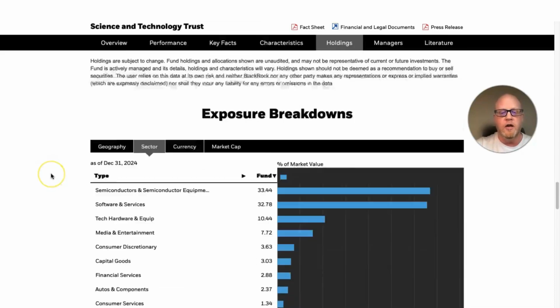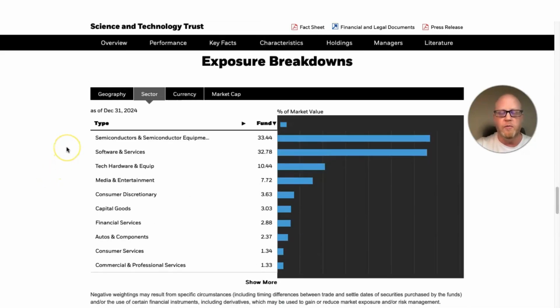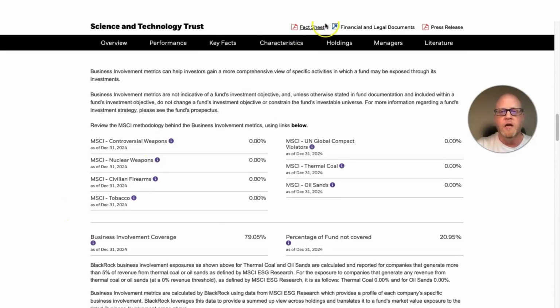So looking a little bit further, semiconductors are the main part of the holdings, which makes sense because that's been in such demand lately. Other software, tech hardware, all the things you would expect from a science and technology related closed-end fund. All right, so that's BST for everyone.